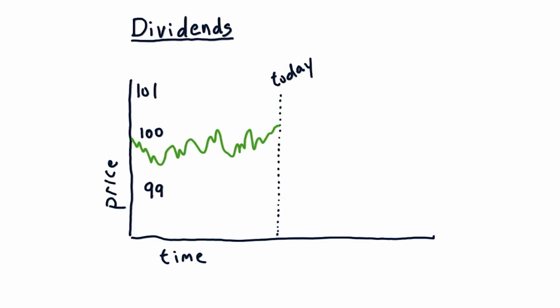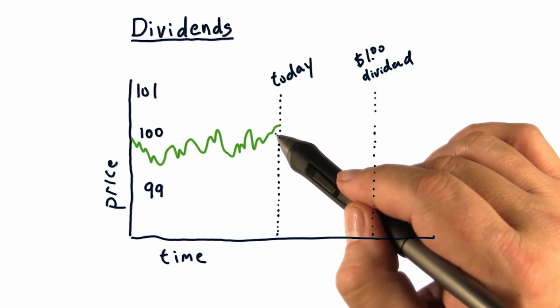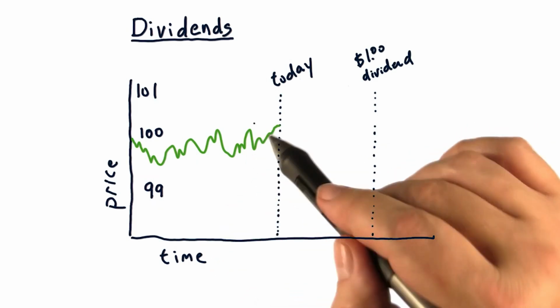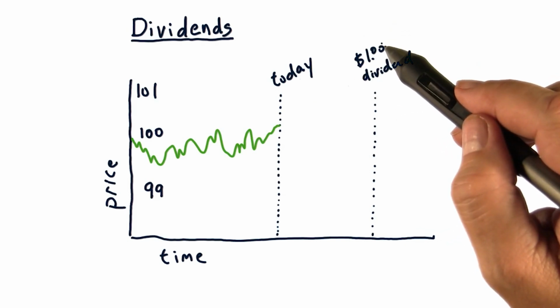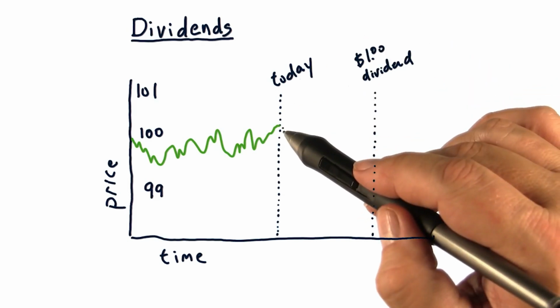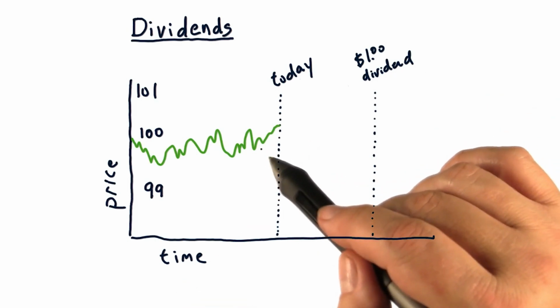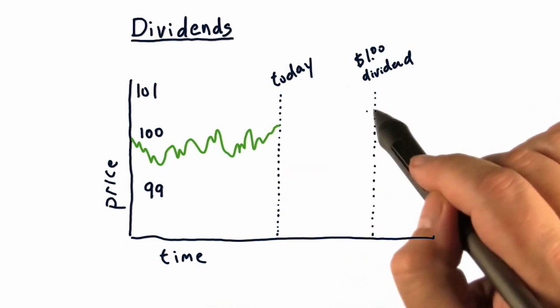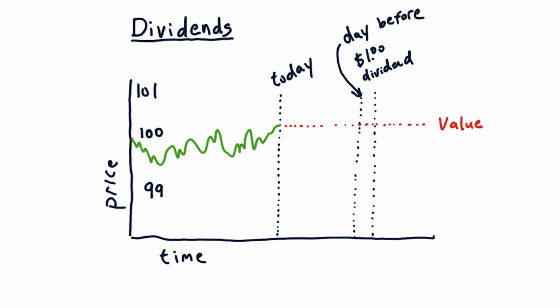Now, dividends can have a significant effect on what happens to the actual price of a stock. And here's why. Suppose this stock is trading at about $100, and they announce, on this date in the future, we're going to pay a $1 dividend. So for every share of stock that you own, you'll get $1. What do you think is going to happen to the price of this stock between now and the date of that dividend? Let me give you a little bit more information that might make things simpler.